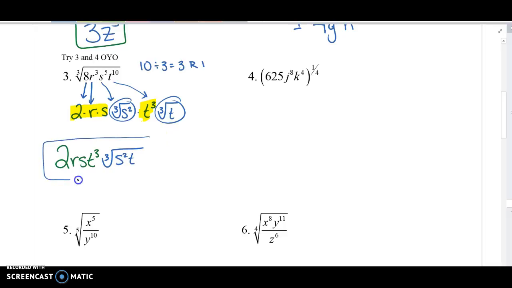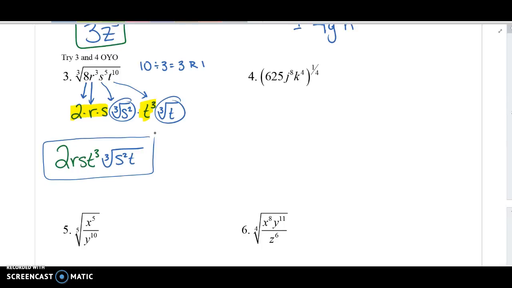Now that may not look simpler than what we started with, but a simplified radical by definition is an nth root that no longer has any perfect nth terms under it. So if it's a cube root, we can't have any perfect cubes left under the radical. We have to pull all the perfect cubes out and cancel out the radical.